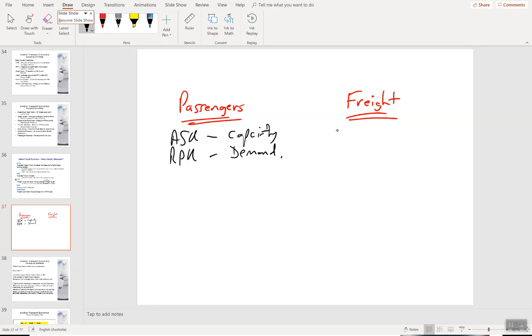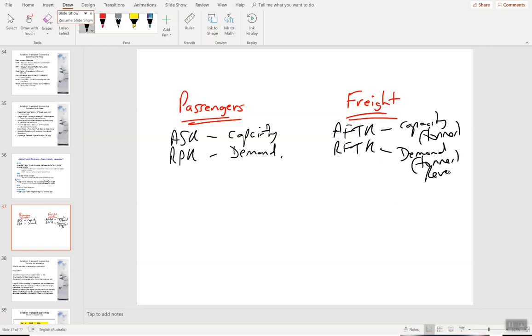And for freight, you've got available freight ton kilometres and revenue freight ton kilometres, and this is capacity. So this is available tons, and this is demand. So this is also tons, but actual revenue paying tons. Okay, so you've got ASKs and RPKs for passengers, and then for freight, you've got available freight ton kilometres, which is your capacity, and you've got revenue freight ton kilometres, which is your demand, your tons in revenue.